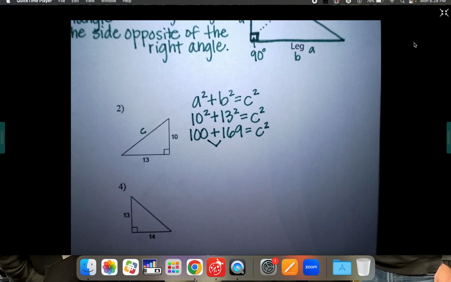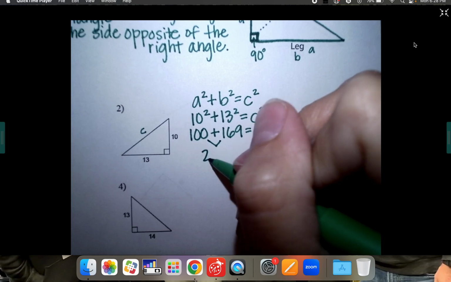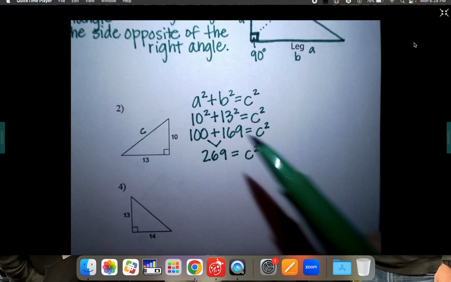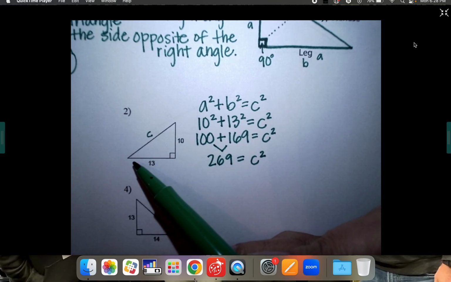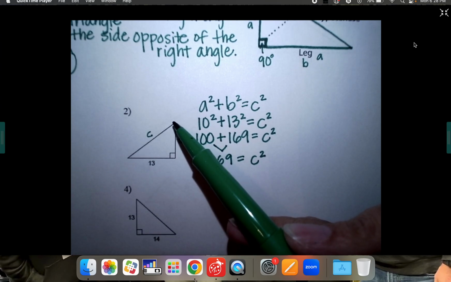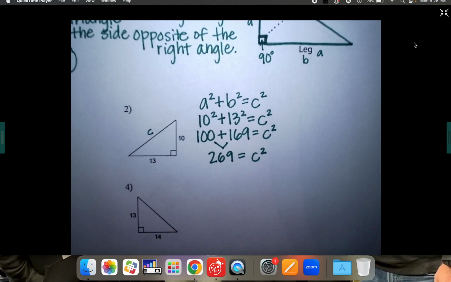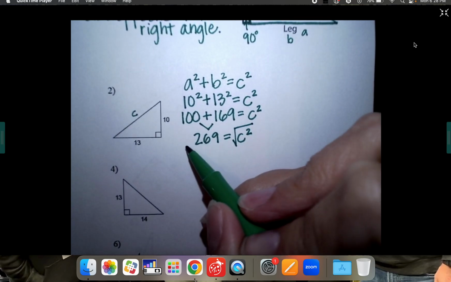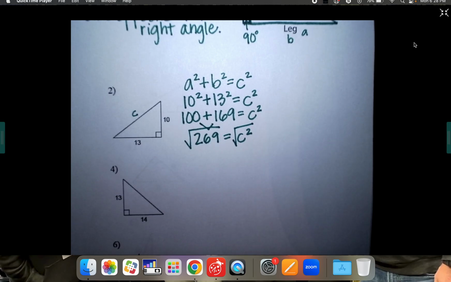If you add these two together, 100 plus 169, you get 269. You can use your calculator and double check. And remember, that is not c. You can't have 13, 10, and then almost 300. That's not very reasonable. So you know you're not done yet. You need to square root c and square root 269 on both sides.